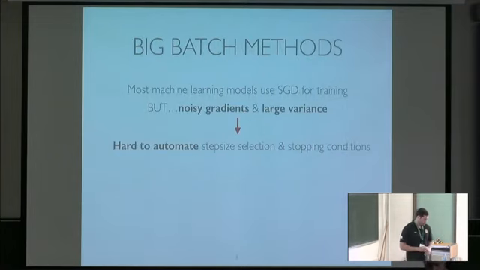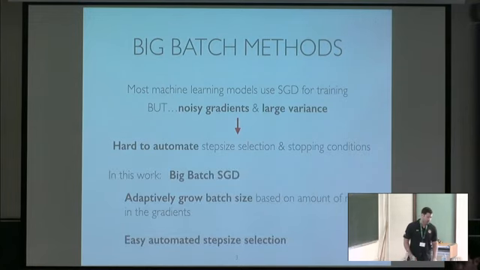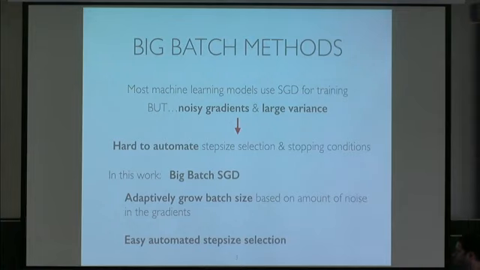Okay. So to begin with, I'm going to talk a bit about big batch methods and what the advantage of these methods are for solving general minimization problems in machine learning. SGD is a commonly used method for a wide range of machine learning problems, but it has some difficulties that come with it. So it's generally hard to automate stochastic gradient methods. There's problems like how do you choose step sizes, so how do you choose learning rates, how do you choose stopping conditions.